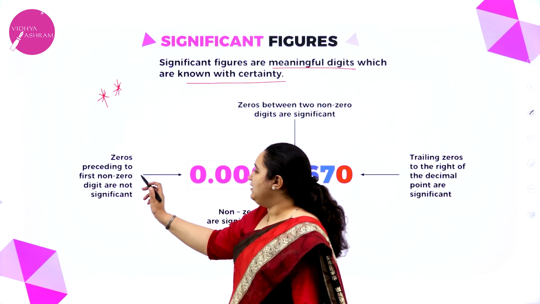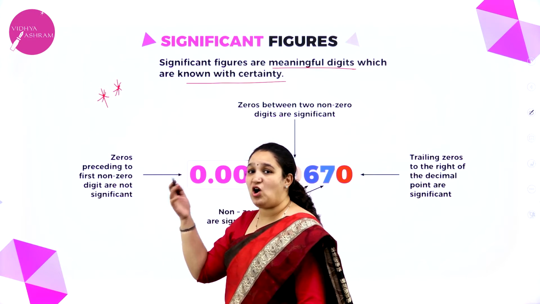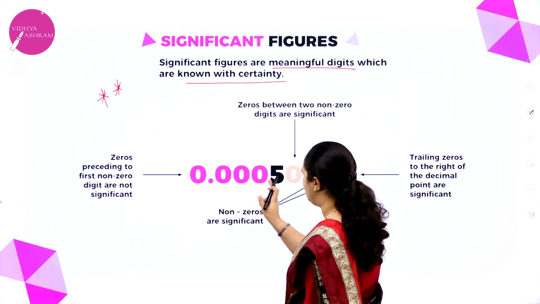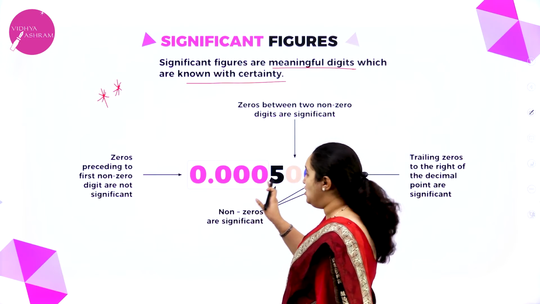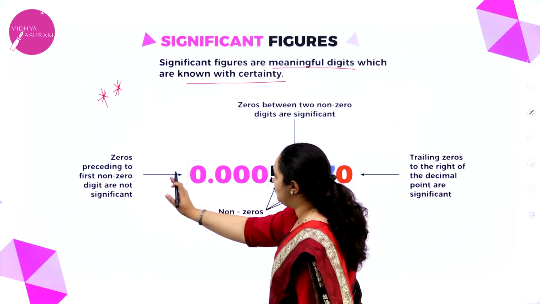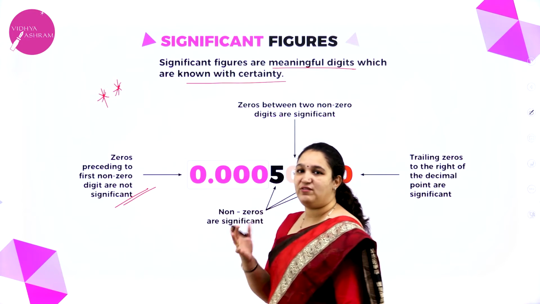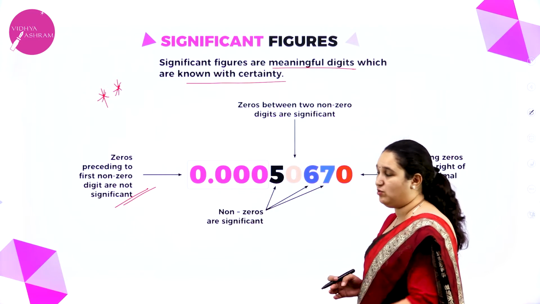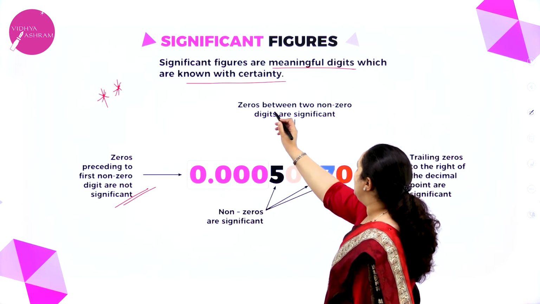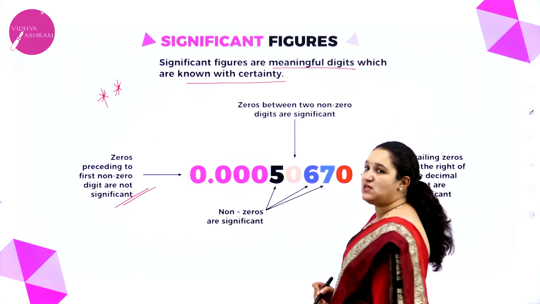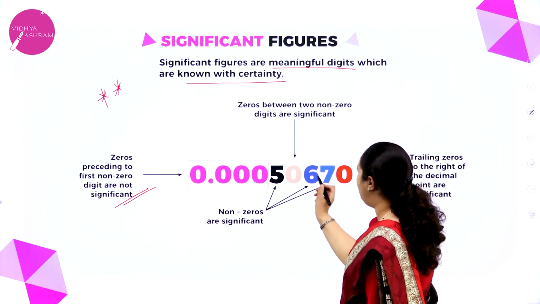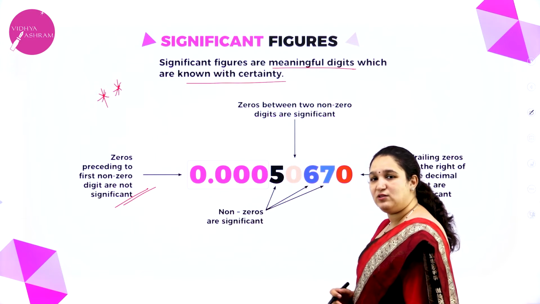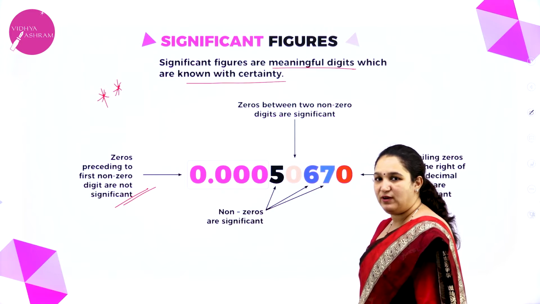First rule. Second one. Zeros preceding the first non-zero digit are not significant. Now, this is the first non-zero digit. Here it's all zeros, no? Here I have the first non-zero digit. So, all the zeros before the non-zero digits are not significant. They are not counted for significant figures. That is the second rule. Third rule. Zeros between two non-zero digits are significant. See, in between the two non-zero digits I have a 0. So, this is also significant. I take it as a significant figure.